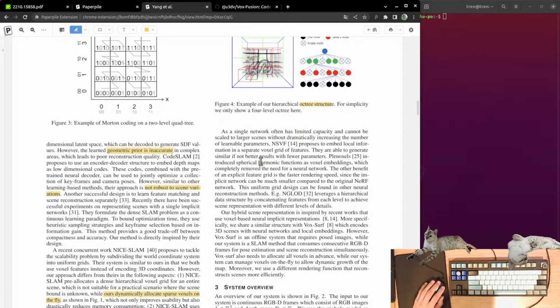Okay, a couple other papers here, NSVF and Plenoxels. And then NGLOD. Okay, here's some other works that use this kind of voxel-based NeRFs.